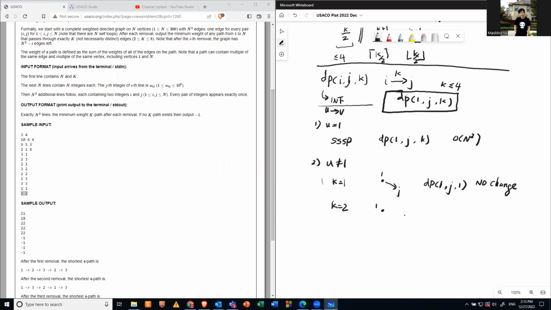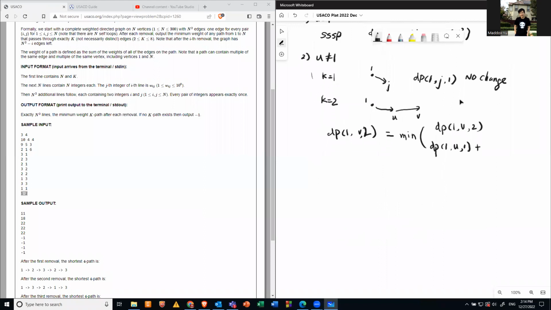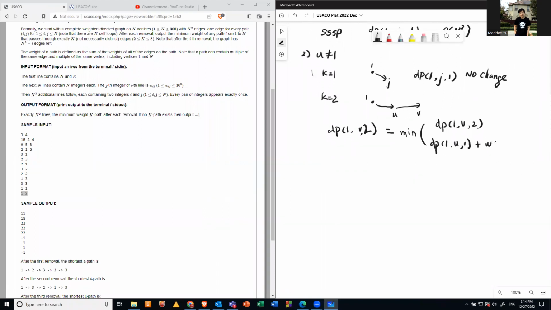I need to go from 1. Let's say I add this edge from U to V. So for k equals 2, the only thing I'm going to update is the path that goes 1 to U, U to V. So that's easy: dp of 1 to V with k equals 2 is the minimum of the original dp of 1 to V of 2, and dp of 1 to U of one edge plus the weight of U to V. This one itself is the weight of 1 to U. So that's k equals 2.